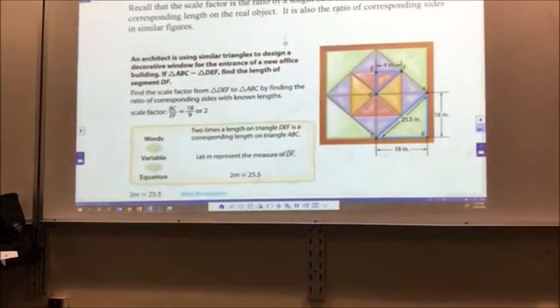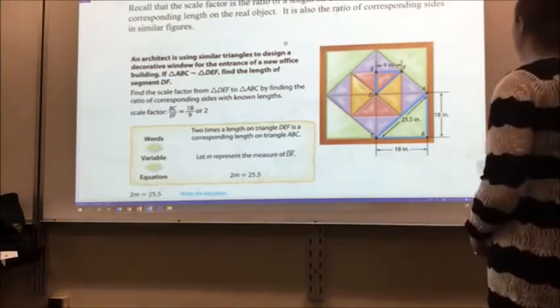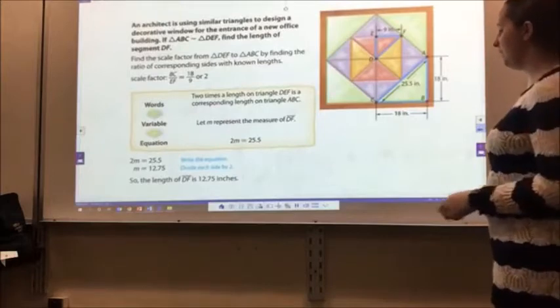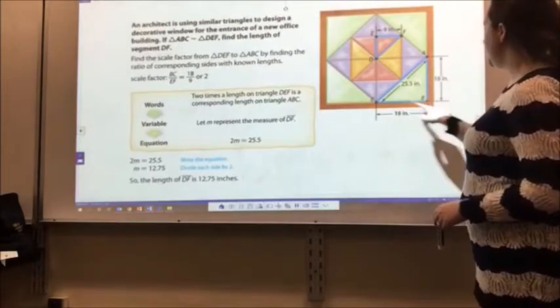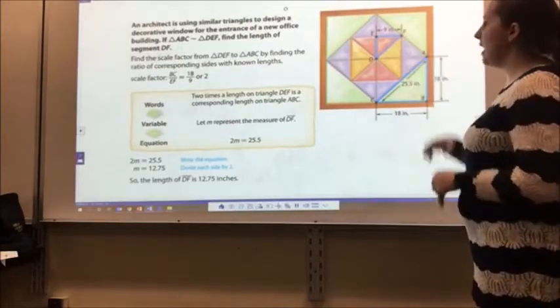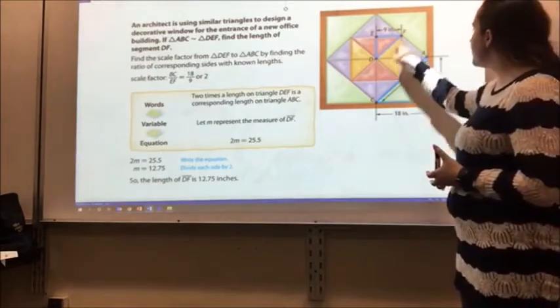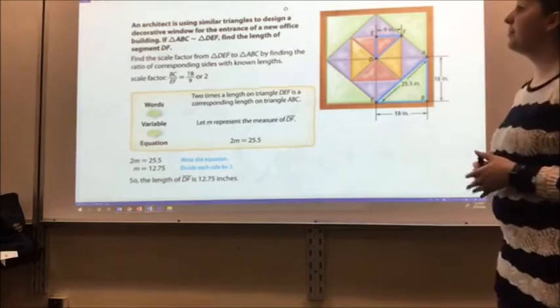The next thing I want to talk about is this example. An architect is using similar triangles to design a decorative window for the entrance of a new office building. If triangle ABC is similar to triangle DEF, so here's ABC and DEF, find the length of segment DF, this segment right here.